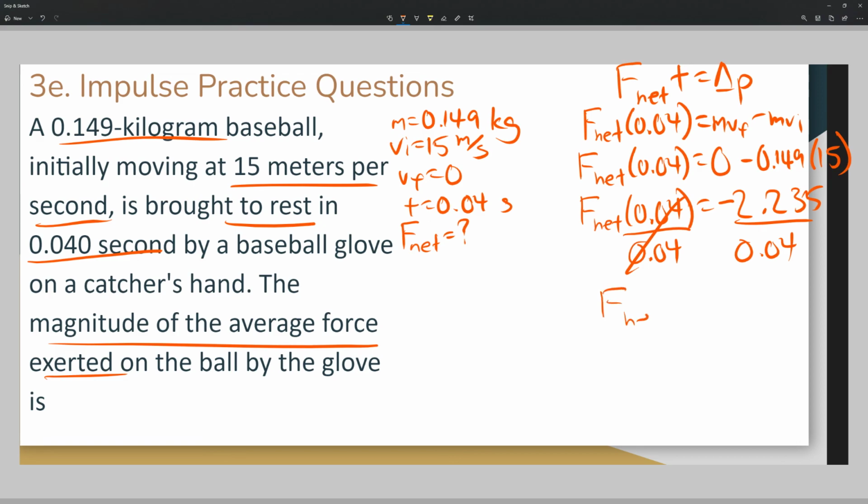And our net force is somewhere around 56, right? So negative 56. But again, they just want the magnitude, so they don't care about direction. So 56 newtons is fine. Okay.